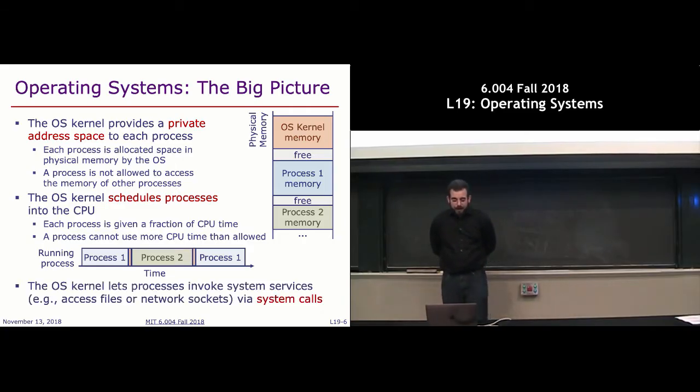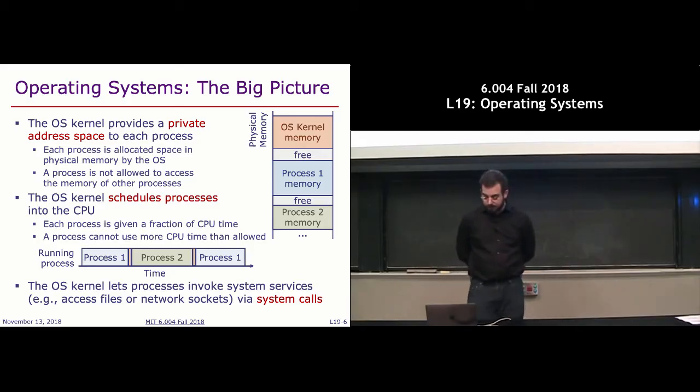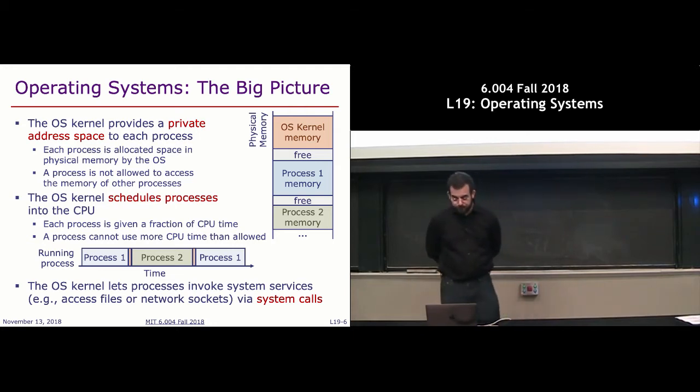The final piece of the puzzle is that the operating system kernel lets processes invoke some other system services, like files, like sockets, like all sorts of events, via a mechanism that we call system calls. And this we will see 2 lectures from now.